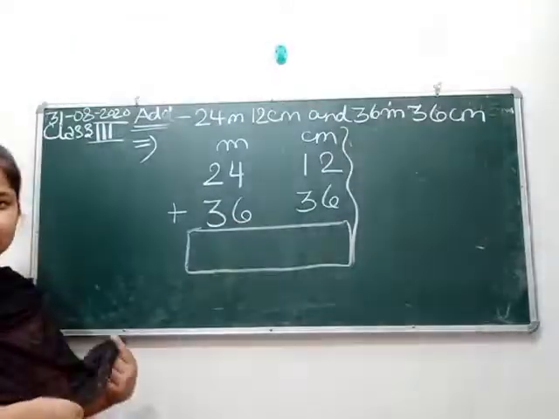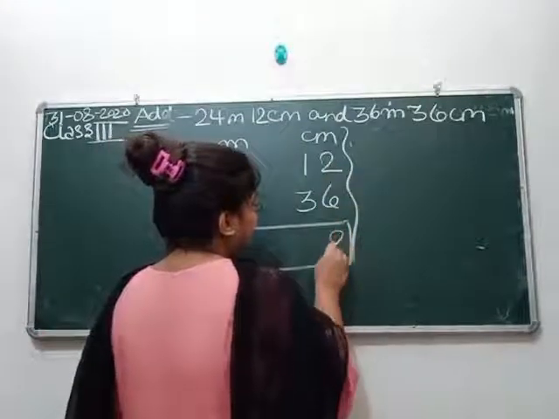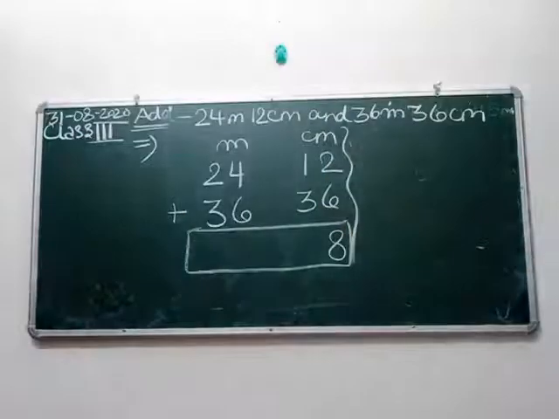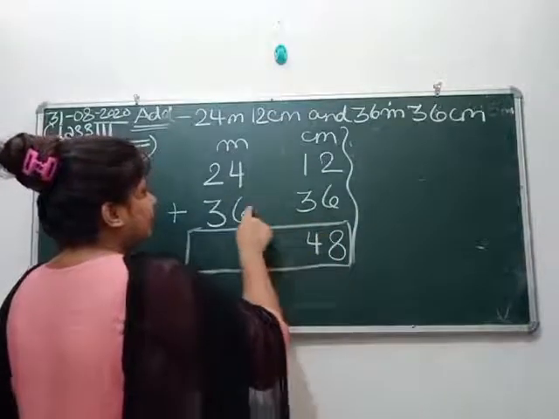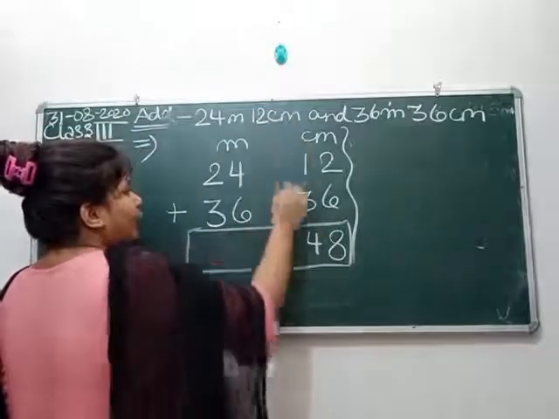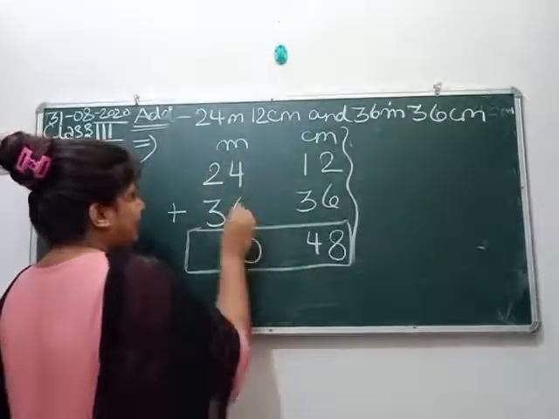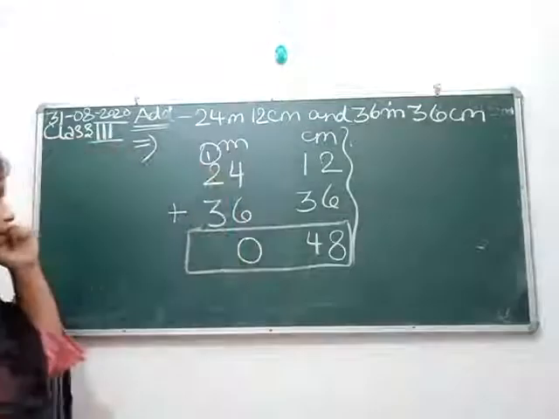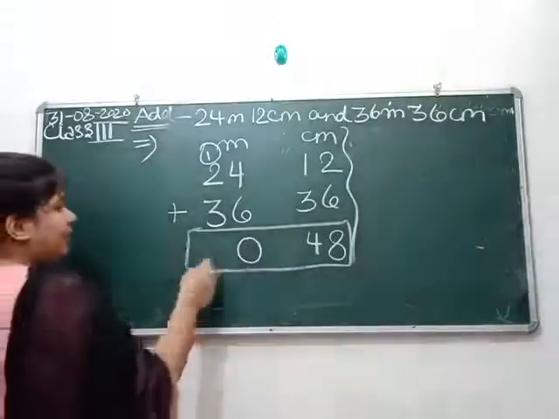Let us start. So here I am having 6 plus 2, which gives 8. Move to the next place. Next we are having 3 plus 1, which gives 4. Now we have solved the centimeter part. Now we will move toward the meter part. So 6 plus 4 gives 10, will give carry 1 here. And 3 plus 2 is 5, and 5 plus 1 is 6.